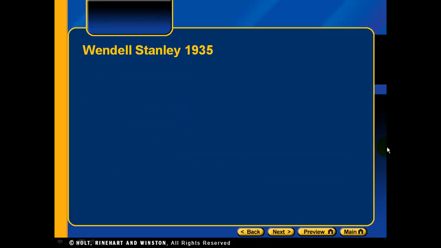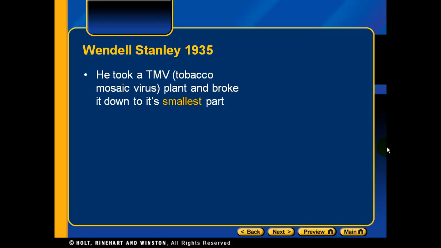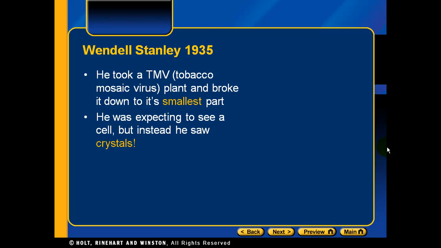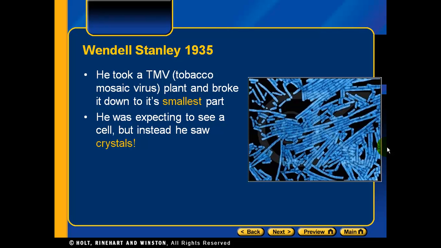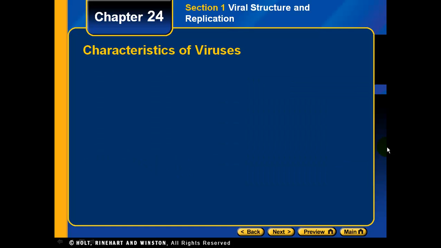The scientist that found out, his name is Wendell Stanley, and what he did is he took that TMV plant and he broke it down to its smallest part. And so he was expecting to see a cell, the smallest unit of life, but instead he saw crystals. They look like that. And so he concluded that viruses cannot be alive because having a cell is one of the characteristics of being a living thing. So viruses are not alive.